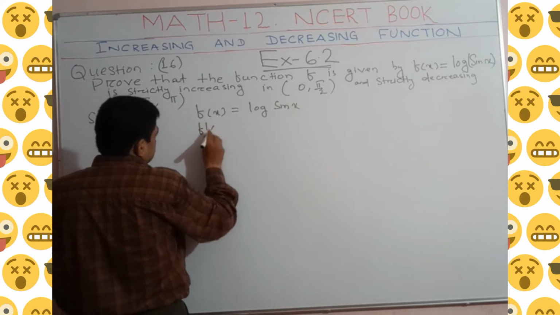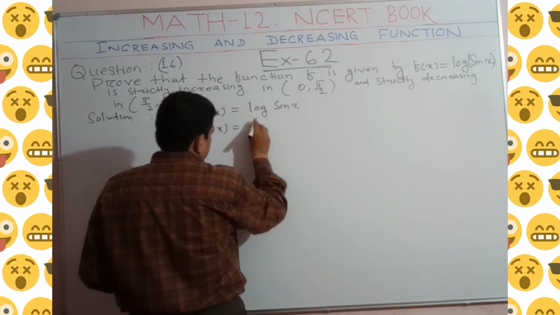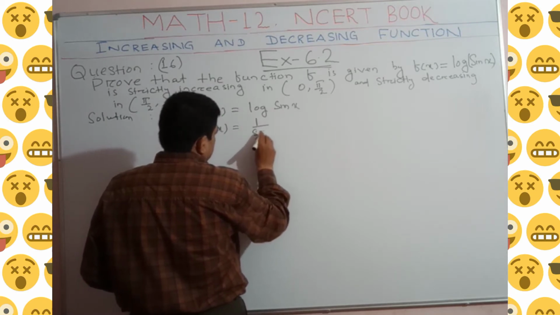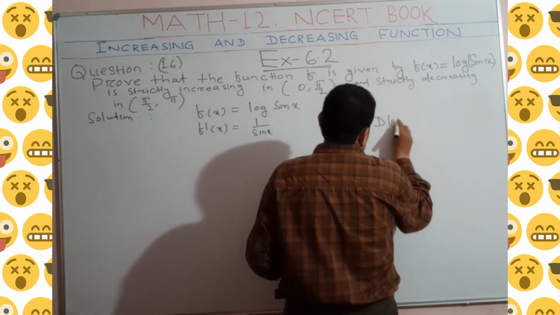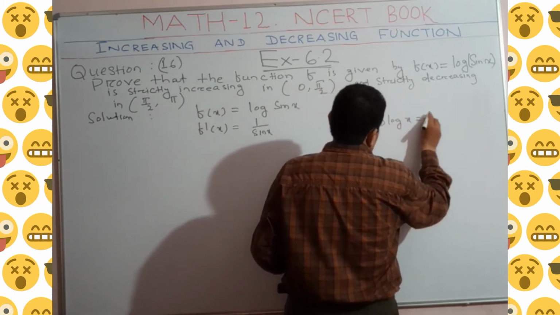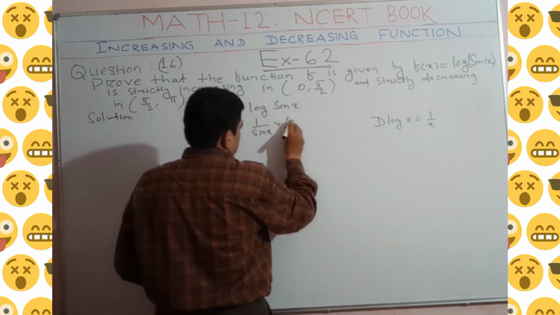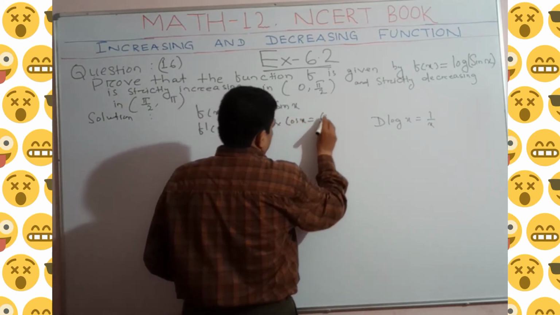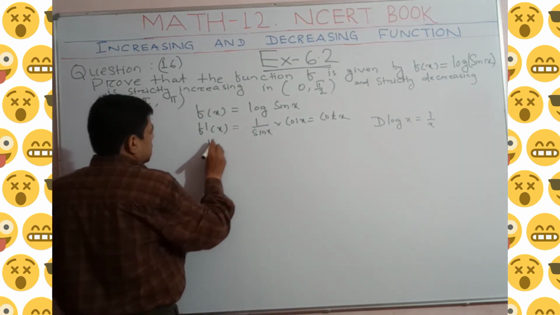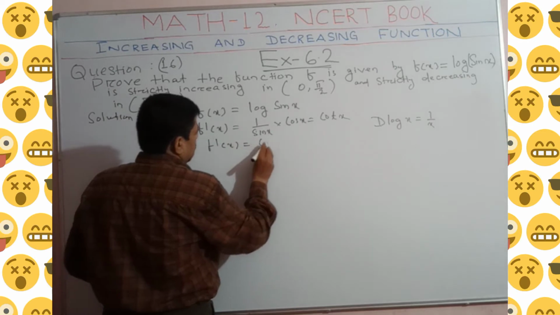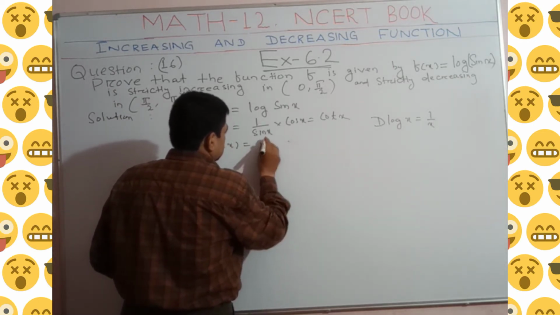So, f dash x is equal to the derivative of f(x), which is the derivative of log sin x, which is 1 upon sin x. What is the derivative of log x? It is 1 upon x, into the derivative of sin x, which is cos x. So, it is equal to cos x by sin x, which is cot x. So, f dash x is equal to cot x. Very simple. Yes or no? Cot x.